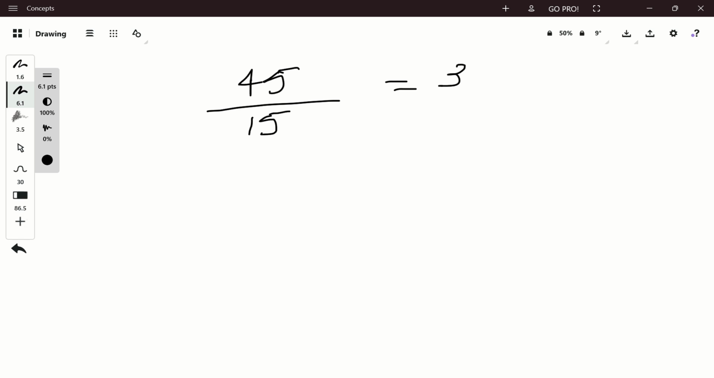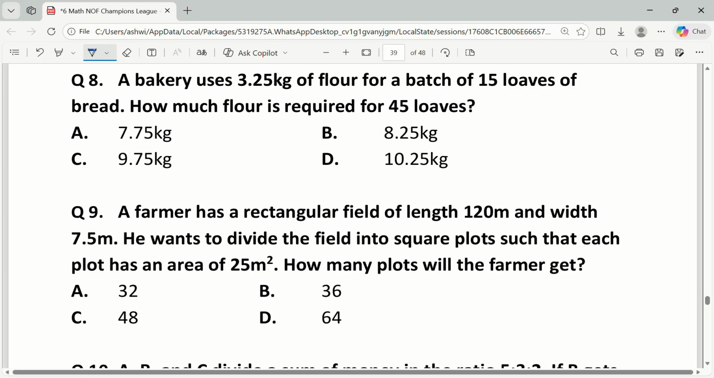Multiply the flour per batch by the number of batches. That is 3.25 kg per batch into 3 batches, which is equal to 9.75 kg. Comparing with the given options, the answer is C, 9.75 kgs.